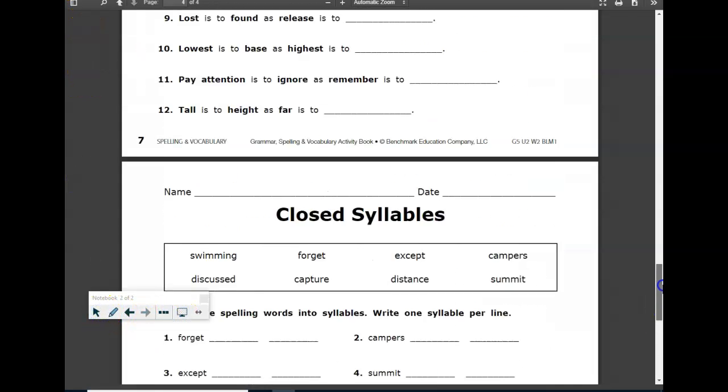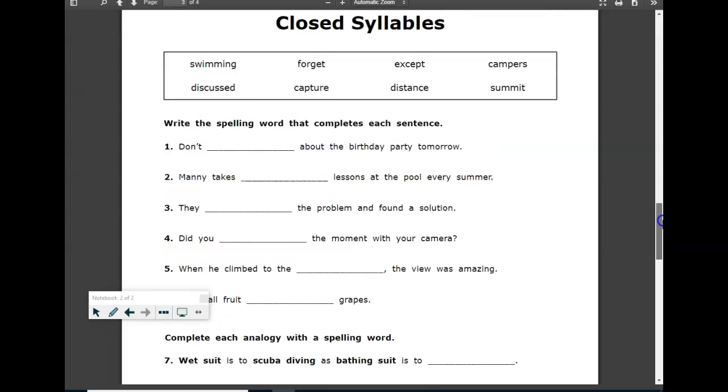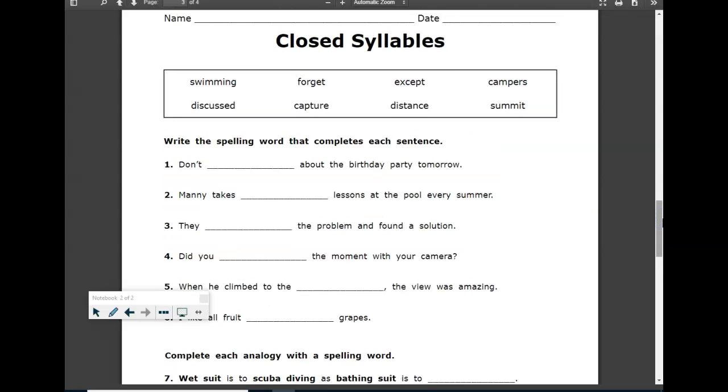Now guys, this is a little bit embarrassing for Mrs. Neuenfeld. I forgot to bring home the packet for Monday work, so I can't remember which closed syllables page I assigned you. So I'm just going to go ahead and go through both of these pages, just in case one of them is correct.